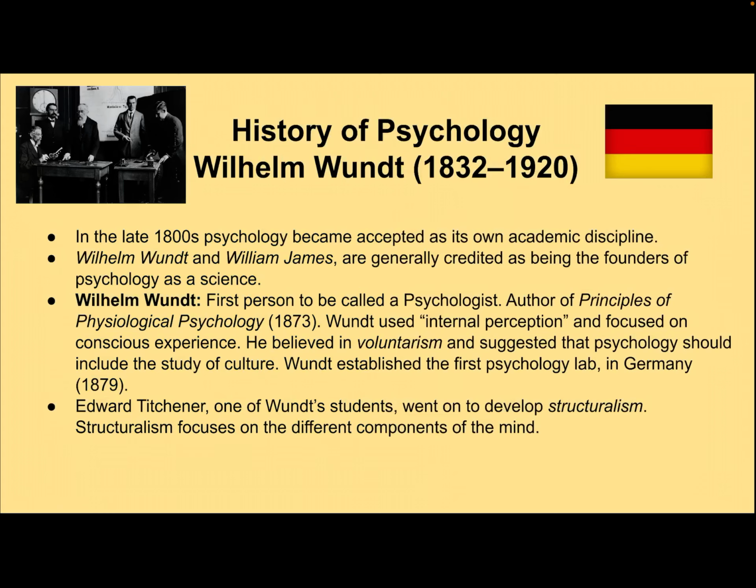He wrote psychology books. He focused more on internal perception or introspection and conscious experience. He believed in voluntarism, which is that humans have free will, and that as well they should be informed in things that they're doing, like experiments. He also suggested that psychology should include the study of culture, which was kind of before his time. That was cool that he knew about that. And finally, Wundt established the first psychology lab in Germany in 1879. So right around the time when psychology was really being accepted as a science for the first time.